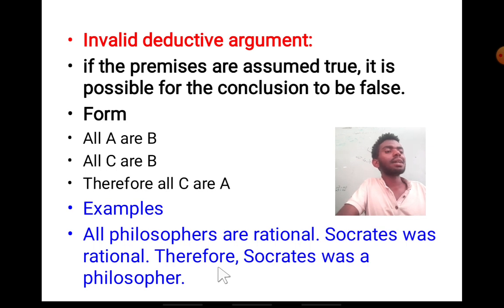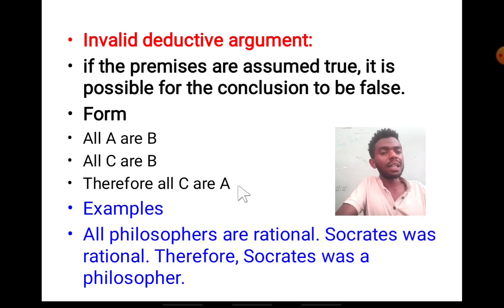All social science students are freshman students. Abdi is a freshman student. Therefore, Abdi can be a freshman student. Its form is: all A are B, all C are B, therefore all C are A. It is invalid because it can be false that all C can be A.